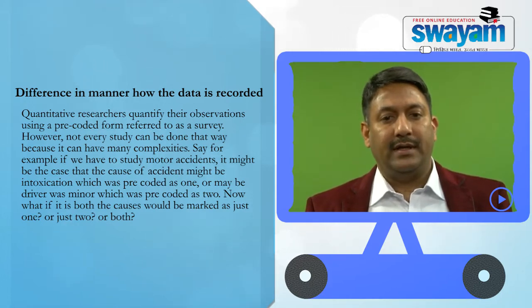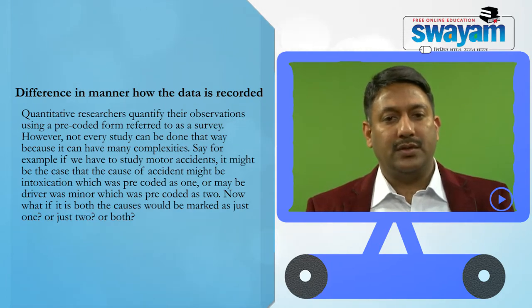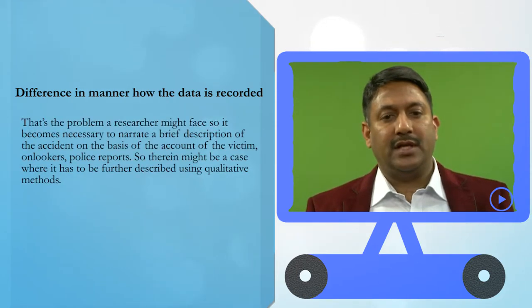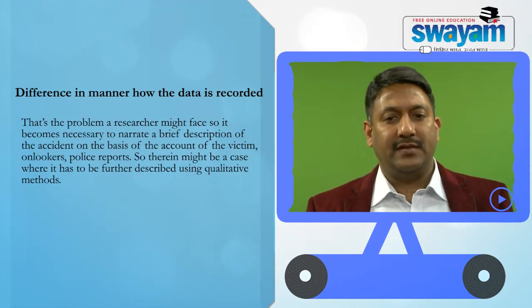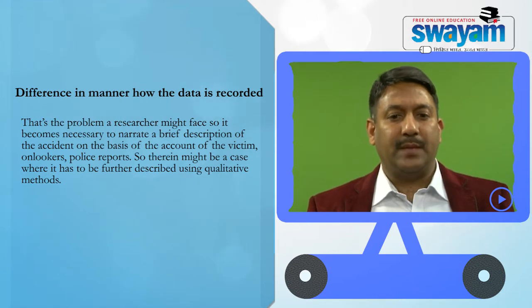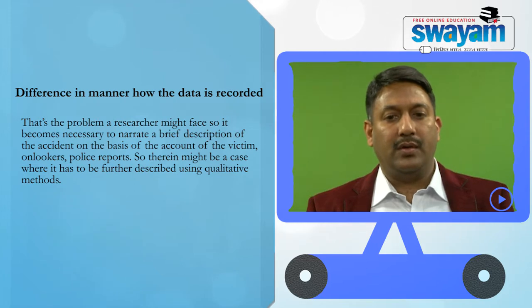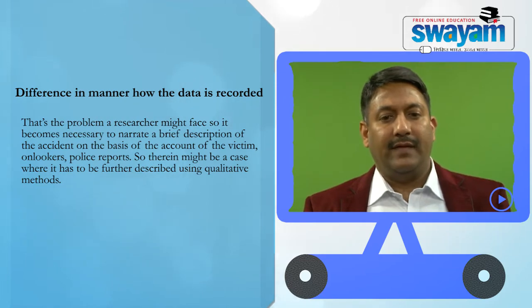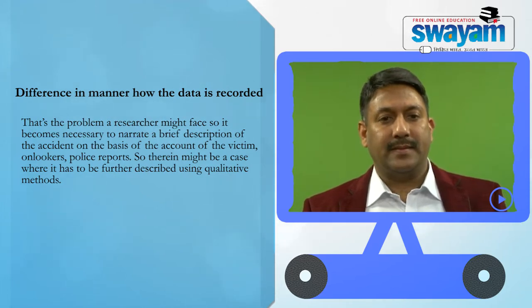Now what if it is both? The causes would be marked as just 1 or just 2 or both. That is the problem a researcher might face, so it becomes necessary to narrate a brief description of the accident on the basis of the account of the victim, onlookers, police reports and so on. So therein might be a case where it has to be further described using qualitative methods.